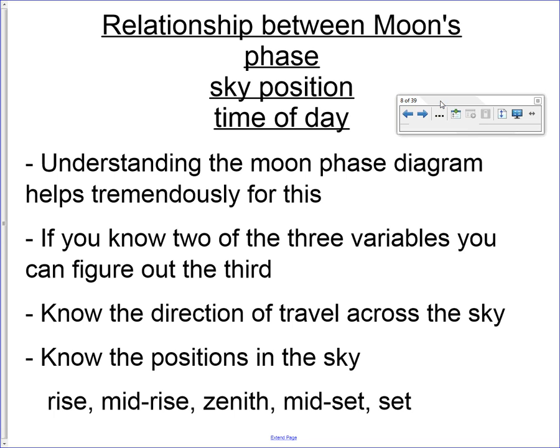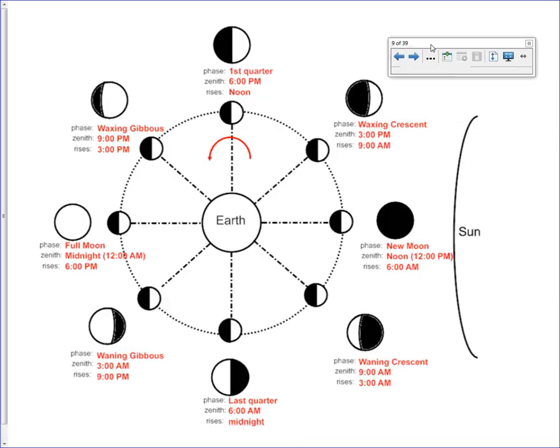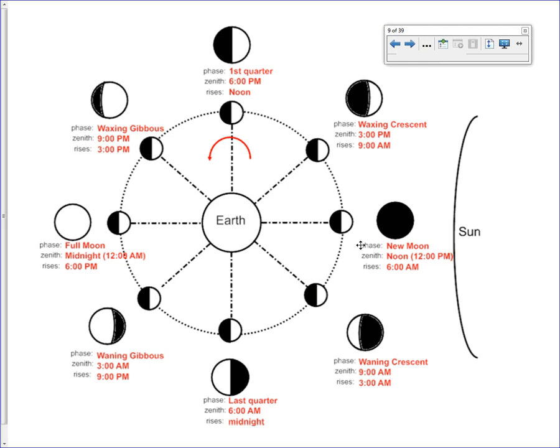Okay, next, we're going to look at the relationship between the moon's phase, its position in the sky, and the time of day. If you know any two of these variables, you can figure out the third one. So let's summarize. This is a nice diagram that summarizes everything. If you want to take a minute and pause the screen and study it, I think that's a good idea. You should also get a review sheet that has this diagram on it, so it's not a bad idea to look at that as well. But let me go into it with more detail.